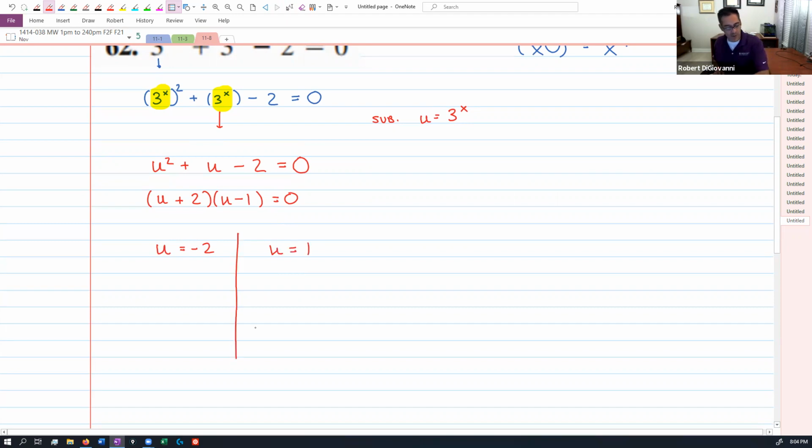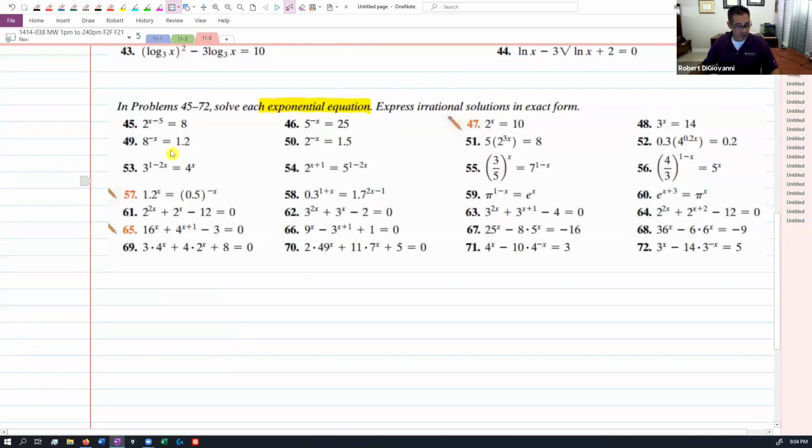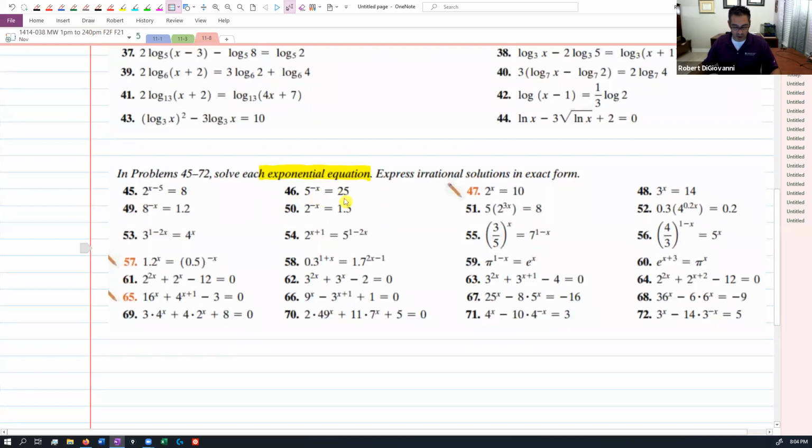And now what I'm going to do is replace u with what it was. So u is 3 to the x. So this is 3 to the x must be -2, and this is 3 to the x must be 1. Now we're finally back to what we were doing in the very beginning of this section of homework, which is these very basic problems, right?